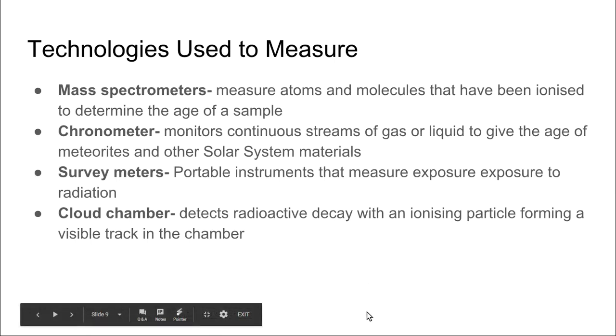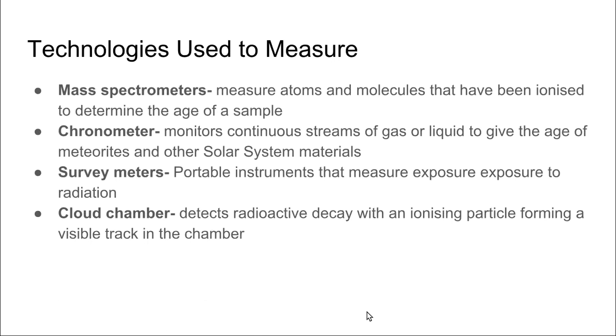The mass spectrometers measure atoms and molecules that have been ionized. The chronometer monitors continuous streams of gas or liquid, and it allows us to give the age of meteorites. Survey meters are portable instruments that measure exposure to radiation. And cloud chambers detect radioactive decay, with an ionizing particle forming a visible track in the chamber.